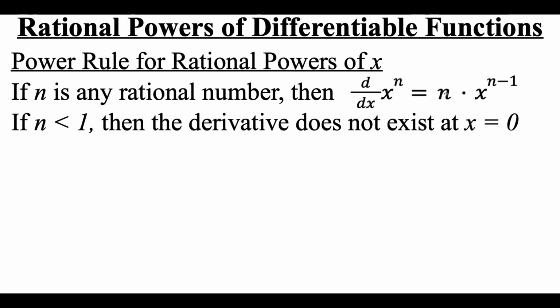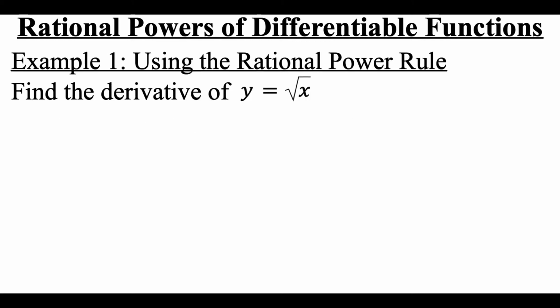So we drop the n value down as a multiplier, but then on that x, we subtract 1 from that power. Now, if n is less than 1, then the derivative is not going to exist at x equals 0, and we'll look at why that is as we run through some examples.